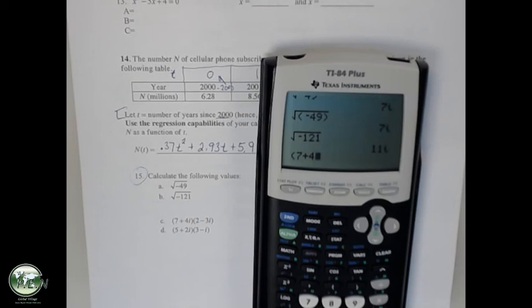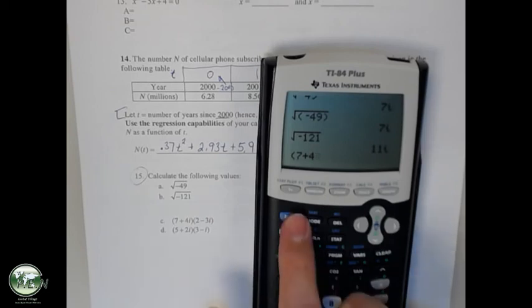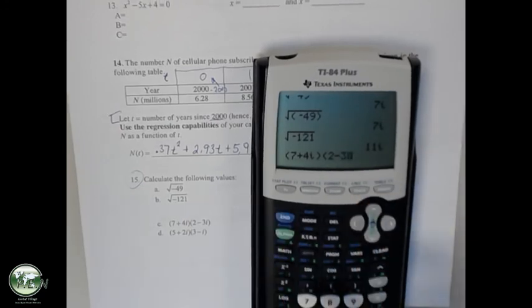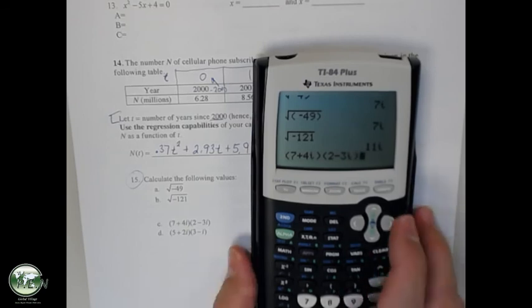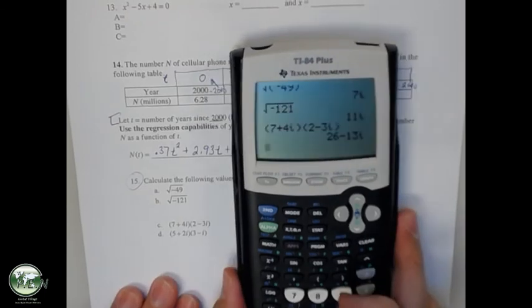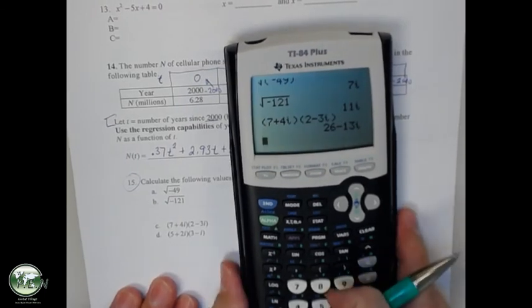It took me a long time. Actually, a student had to tell me. It's right above the decimal button. Notice above the decimal button is the little i. It's in blue, so you have to hit second i. So if you know that, close the parentheses, and then 2 minus, now that is the subtract key, sorry, 2 subtract 3i. So you're just going to enter it in the calculator. You're going to hit enter. It's going to give you your answer. (26 minus 13i).